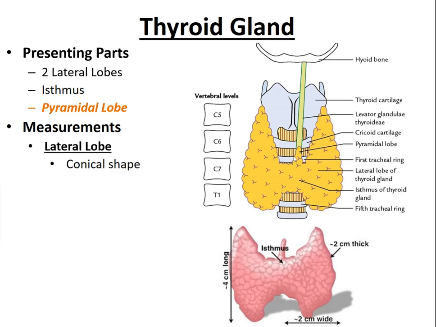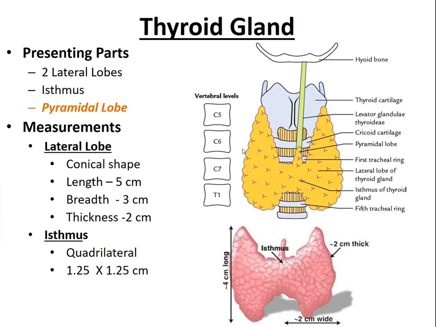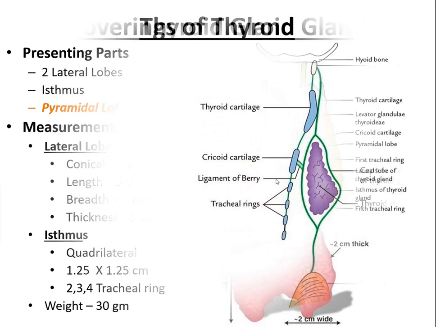The measurements: the lateral lobe is conical in shape, 5 by 3 by 2 centimeters, while the isthmus is quadrilateral, 1.25 centimeters on each aspect, and that isthmus lies in front of the second, third and fourth tracheal rings. That demarcation is important. Its weight is around 30 grams, but it may increase during pregnancy.